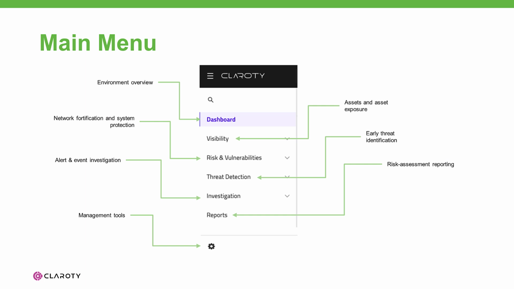The main menu for a CTD site contains all the major sections of CTD that a user can navigate to. The Dashboard section gives an overview of the environment being protected by CTD, with dynamic graphs and metrics. The Visibility section shows detail about the visibility and exposure of system hardware assets. The Risk and Vulnerabilities section helps identify aspects of the network that can be fortified with the goal of achieving a more robust network architecture and enhanced systems protection.